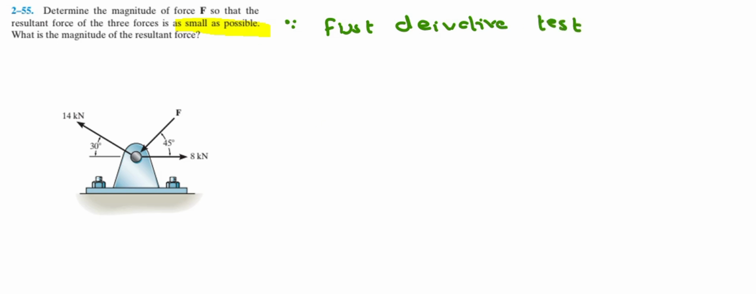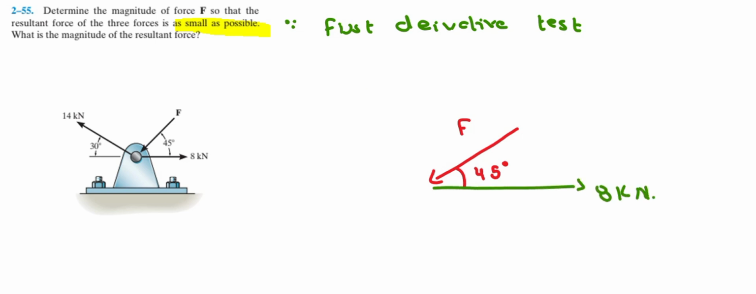Now, let me draw a diagram. This is nothing but our force F, which makes an angle of 45 degrees with the positive x-axis, and this is our 8 kilonewton force which lies on the x-axis, and this is our 14 kilonewton force which makes an angle of 30 degrees with the negative x-axis.